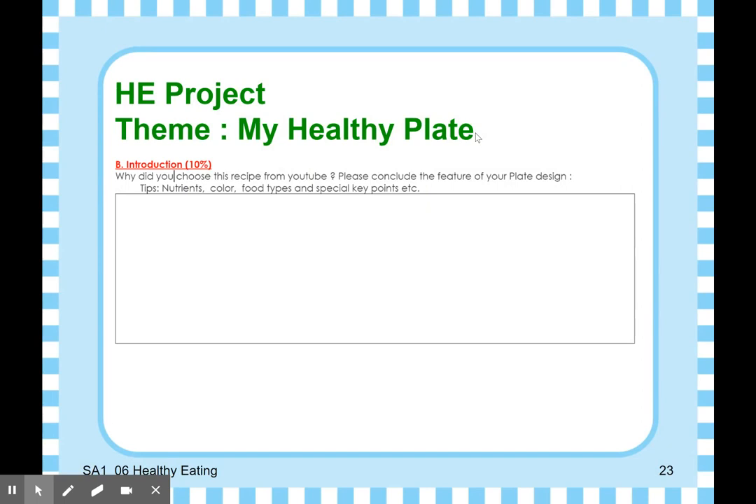Okay, part B, it's a very important part because if you want to get A star star or B pass, please remember to give me a well explanation about your design. Okay, so this question is why did you choose this recipe from YouTube? And then please conclude the feature of your plate design, okay, such as the nutrients, the color, food types, and the special key points which you would want to mention in this part.